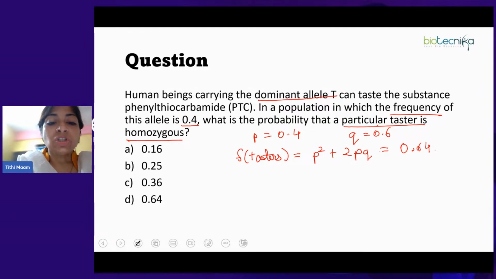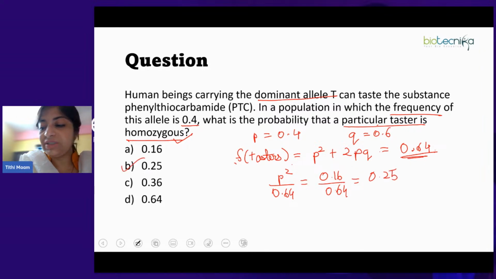Okay. So this is the frequency of tasters in the population. Out of these tasters, you have to calculate the proportion of homozygous tasters. Homozygous tasters means those who are p square, out of the proportion of the tasters. So 0.64. So how much will be p square? p square will be 0.16 divided by 0.64. So it will be 0.25. Do you understand? Everyone?